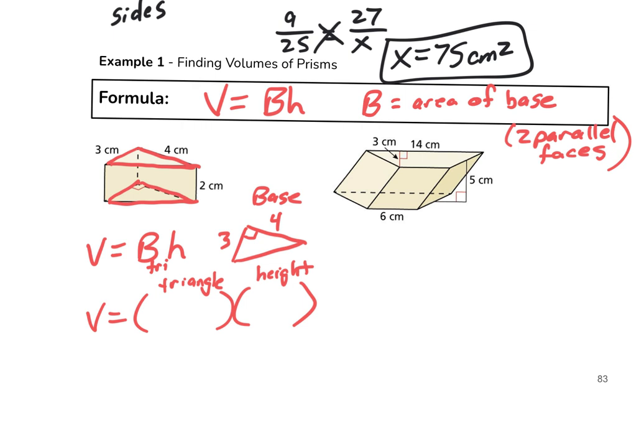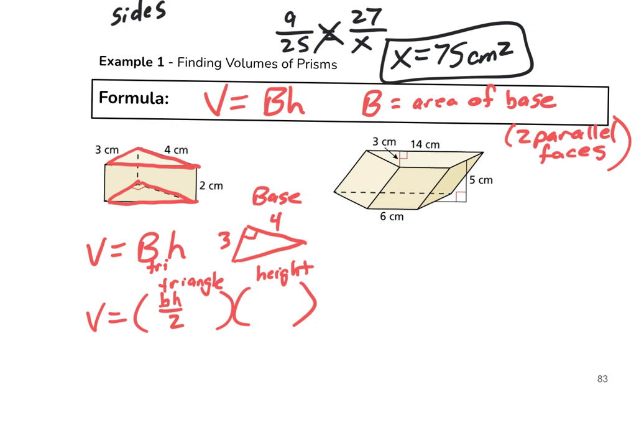What's the formula for area of a triangle? Yeah? Base times height divided by 2. Base times height divided by 2. Okay, now here's where it gets a little bit tricky. Base times height divided by 2 is what we've always talked about. But this is talking about the height of the triangle, not of the entire figure.